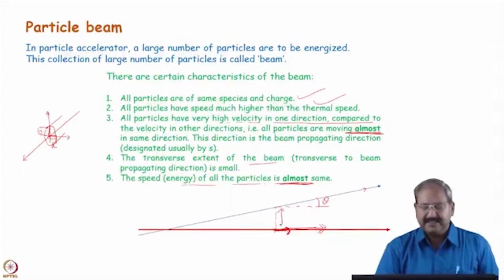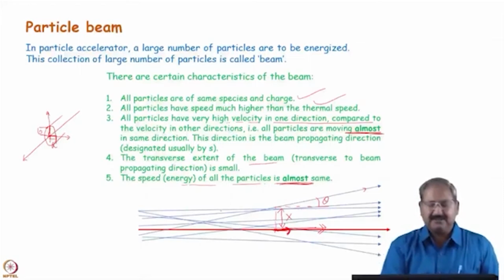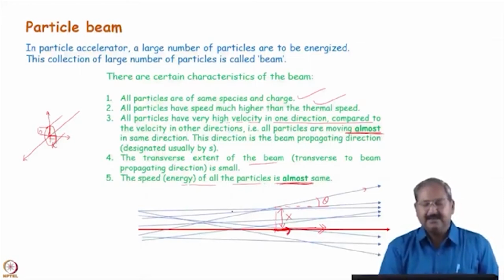This distance, we can say this is the x, and this angle theta. These should be very small, means all the particles should move almost in the same direction. Now there may be such various different trajectories of different particles, so the beam may be a very complicated collection of different x, different theta, each for an individual particle.